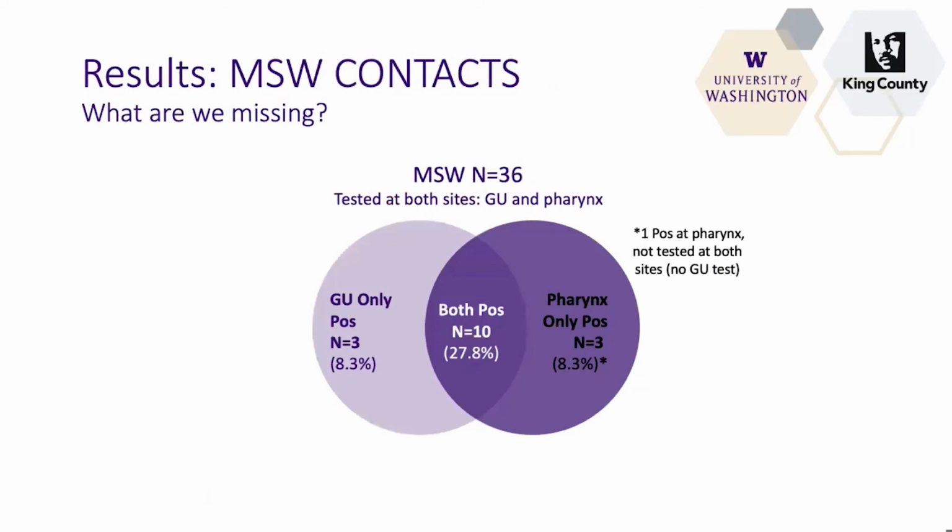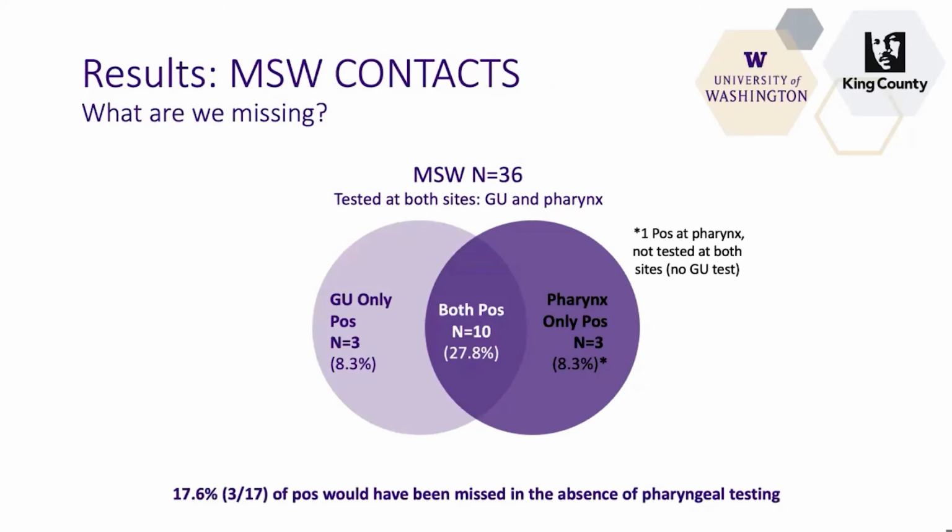Looking at the men, similarly, about 36 of them were tested at both the GU site and the pharynx. And of those, 8% were positive only at the pharynx. This leaves a similar percent, about 17.6% of the total positive contacts in men who have sex with women, who would have been missed in the absence of pharyngeal testing.